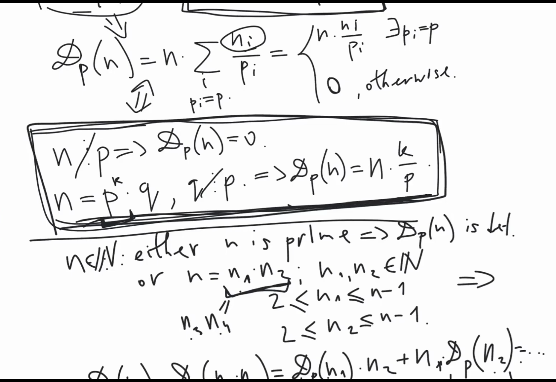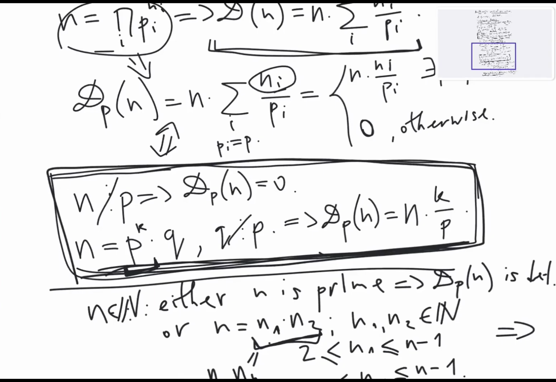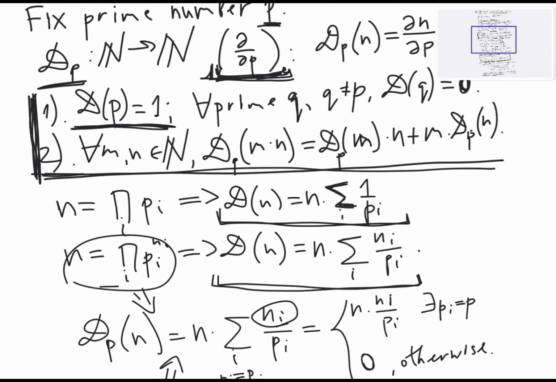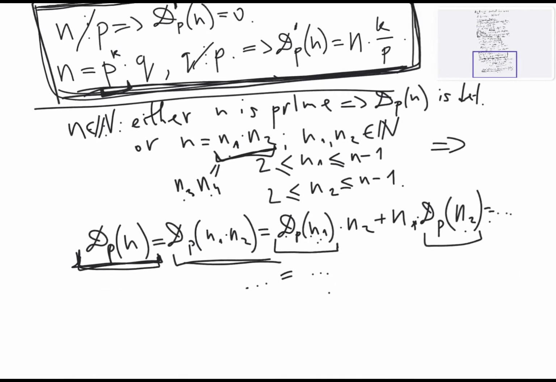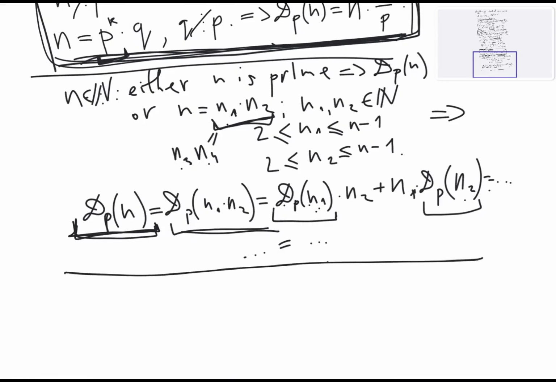So let's define this as a function d prime. It potentially could be a different function. So d_p prime is defined like this, and we will prove that it satisfies both of these properties, and from this it would follow that d_p prime is equal to d_p. So this would prove everything.